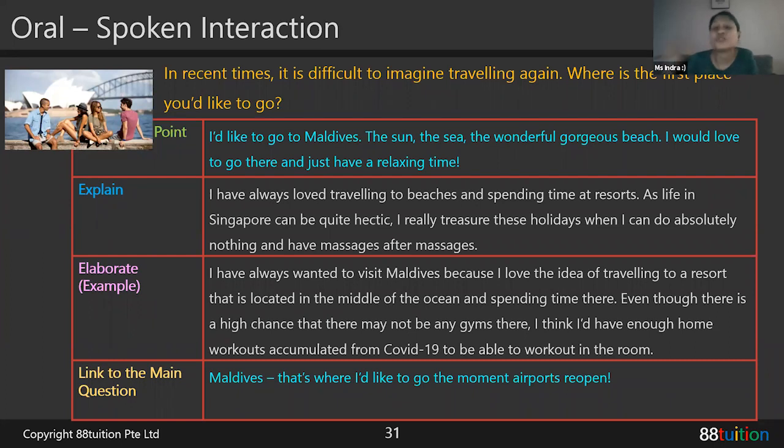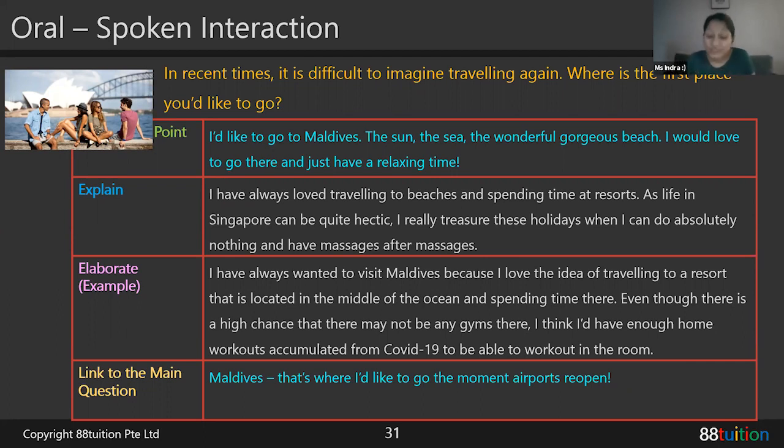Okay, so I actually like to go to the Maldives, right? The sun, the sea, the wonderful, gorgeous beach. I really just want to camp and do sports, right? So I would love to go there and just have a relaxing time. I think that's what all of us really need at this point. We're just seeing too much of the computer, staying too indoors. It's really very difficult to imagine life outside right now.